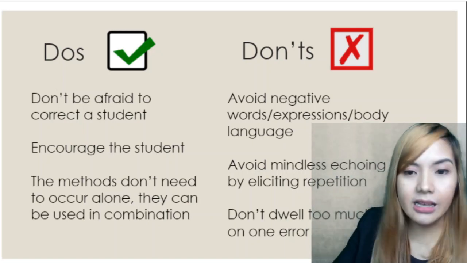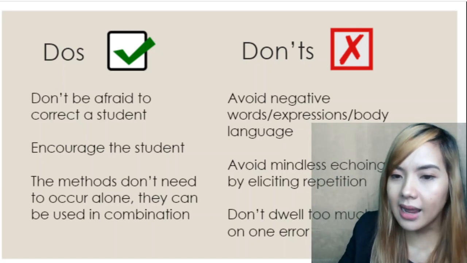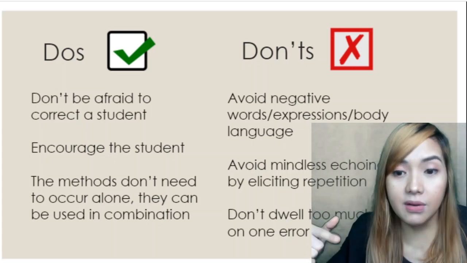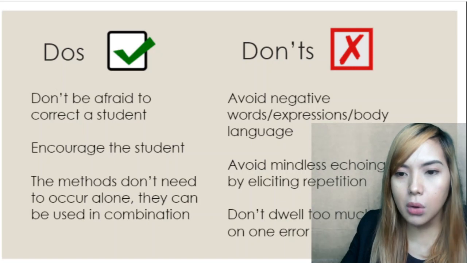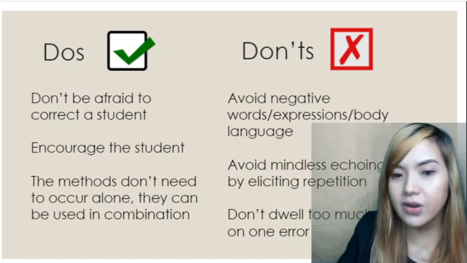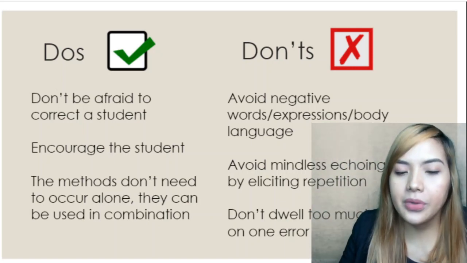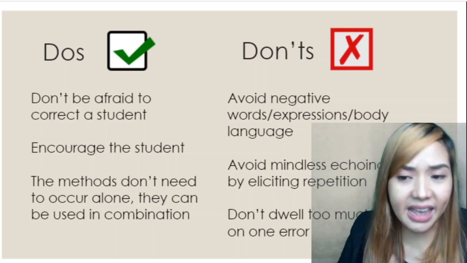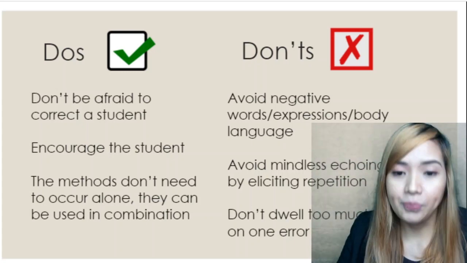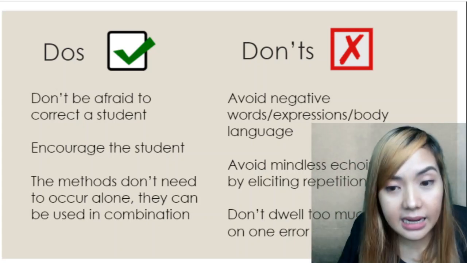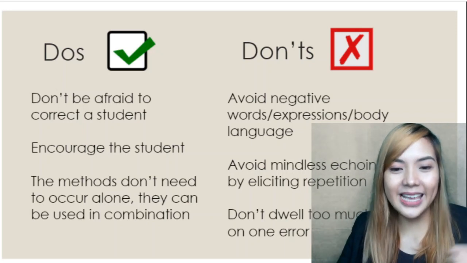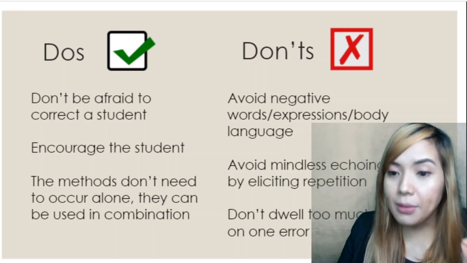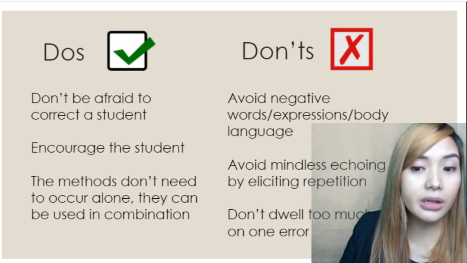Next, avoid negative words, negative expressions, and body language when correcting errors. Be careful with your choice of words and the tone of your voice. Also, never show looks of disappointment or frustration. Avoid mindless echoing by eliciting repetition. When the student got the answer correctly, no need to echo, but you can encourage the student to repeat it to build retention. And lastly, don't dwell too much on one error. 3 to 4 attempts are enough. Remember that there are a lot of other things that the student could learn from the lesson.